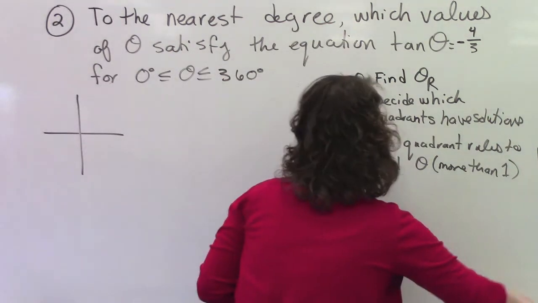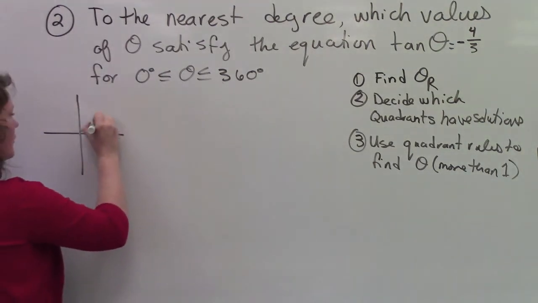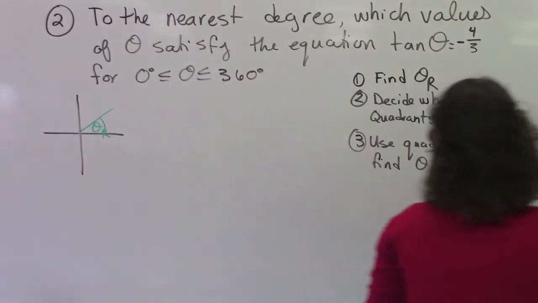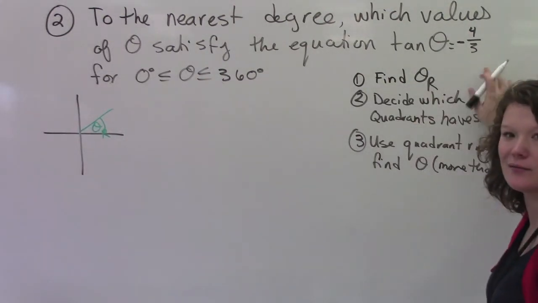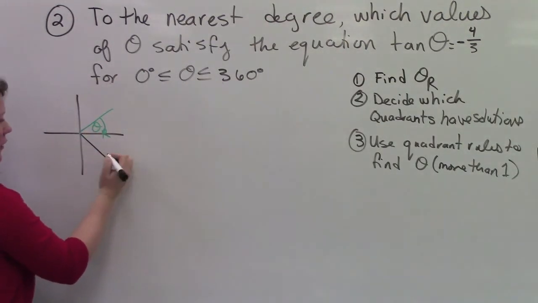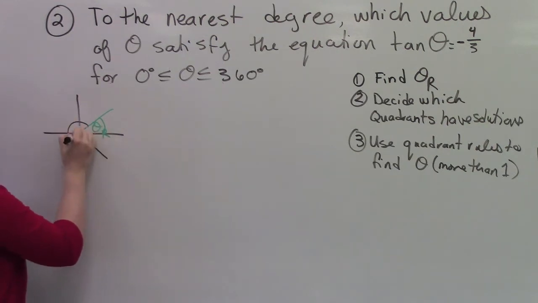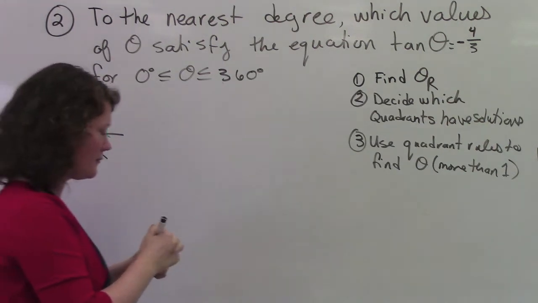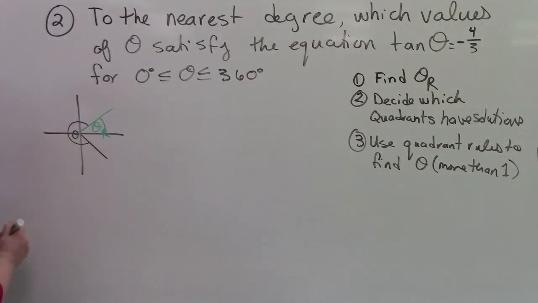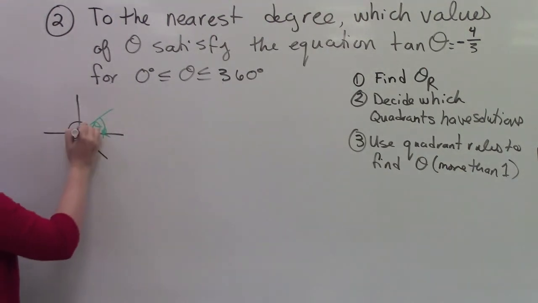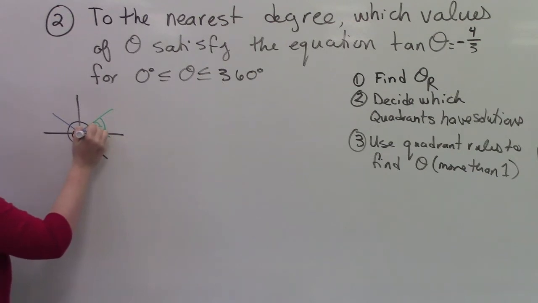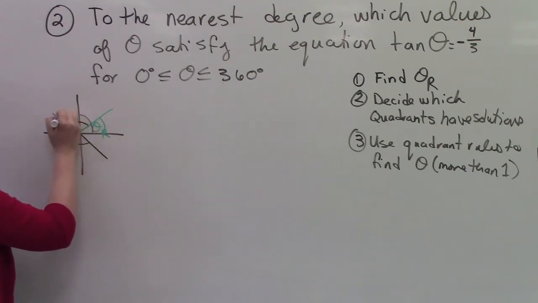Okay? So that means we need to kind of draw out our little guy here. And we know that the reference angle, theta r, is going to be in quadrant 1. But our solutions are going to be where tan is negative. Where's tan negative? We know that tan is negative in quadrant 4. So here's one value for theta. We also know that tan is negative in quadrant 2. So this very well could be theta as well.